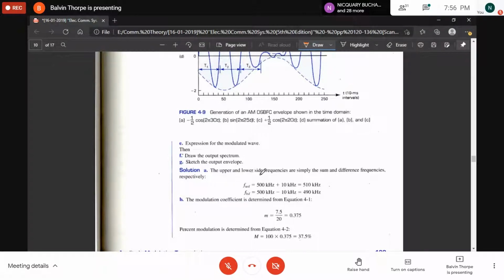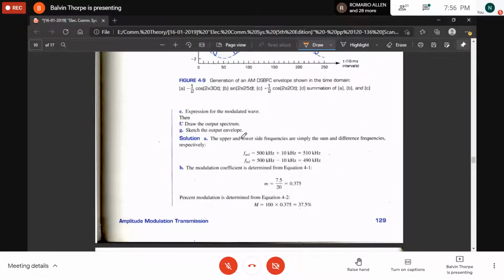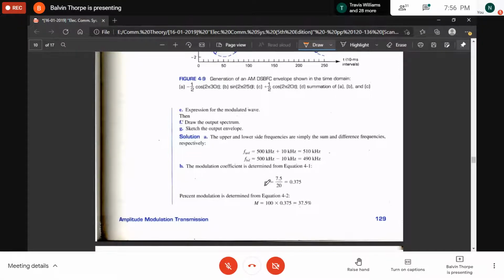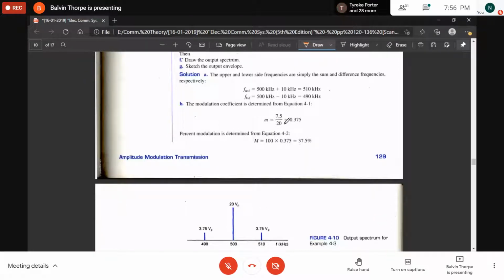So, solution. We did this already. We found the upper and the lower side frequencies. Did we? Yes, sir. Good. So we found it correctly. We also found the modulation coefficient, which is EM over EC, right?